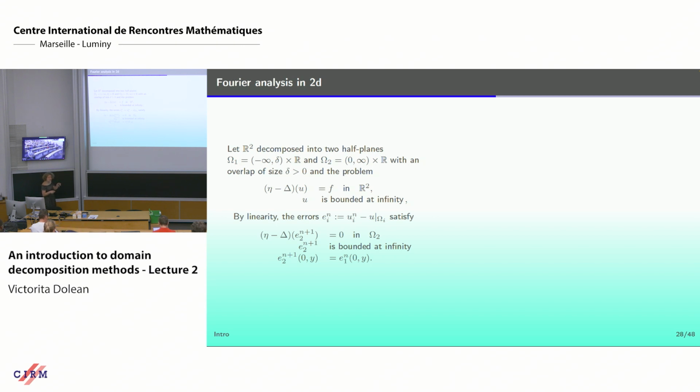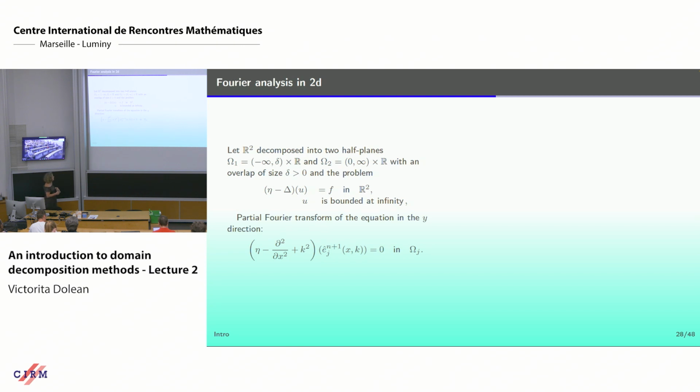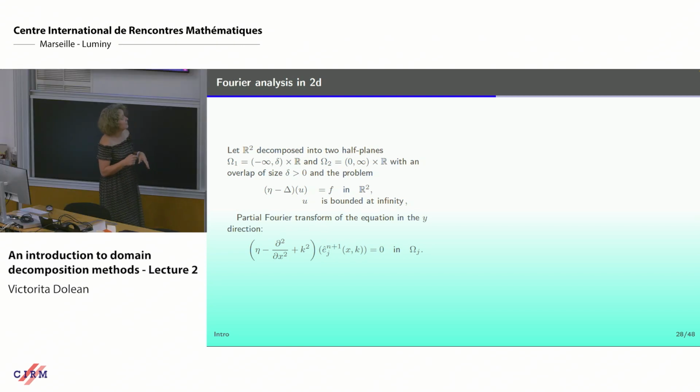So it's not the same infinity: for the first domain it's minus infinity, for the second domain it's plus infinity. So now how do you compute the errors here? Here you use a very nice tool, the Fourier transform, but not a full Fourier transform, just a Fourier transform in the y direction. Why the y direction? Because in the y direction your domain is infinite, and in the x direction the domain is bounded. So just a partial Fourier transform in the y direction.